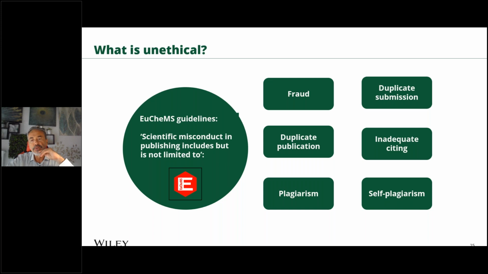I mentioned to you what is unethical. You remember I talked to you about plagiarism, self-plagiarism, text recycling. I thought it would be useful for you to view the 6 elements that are deemed as unethical behavior by the EU CHEMS guidelines. As you can see: fraud, duplicate submission, duplicate publication, inadequate citing, and then, of course, plagiarism and self-plagiarism.